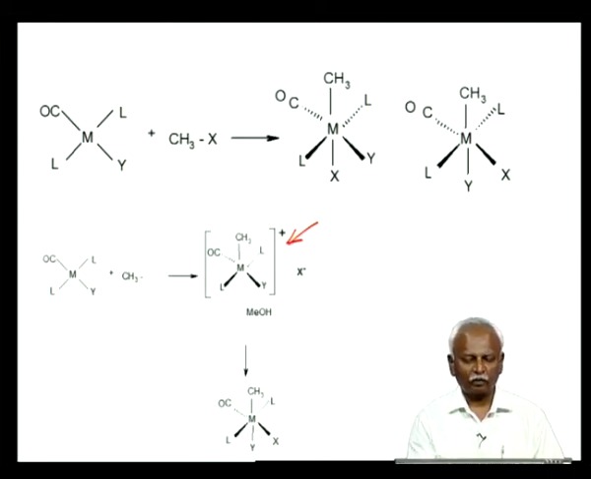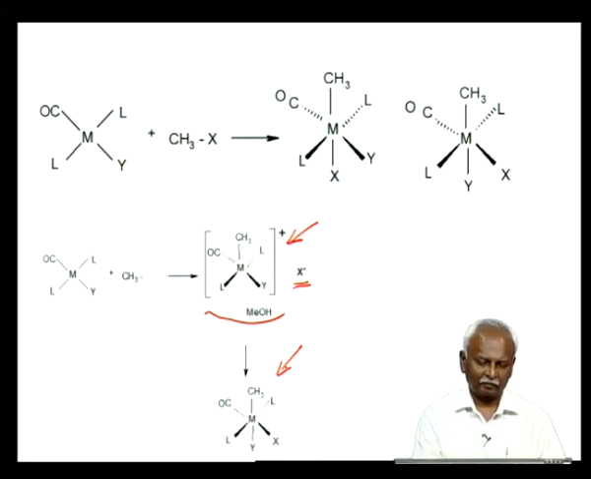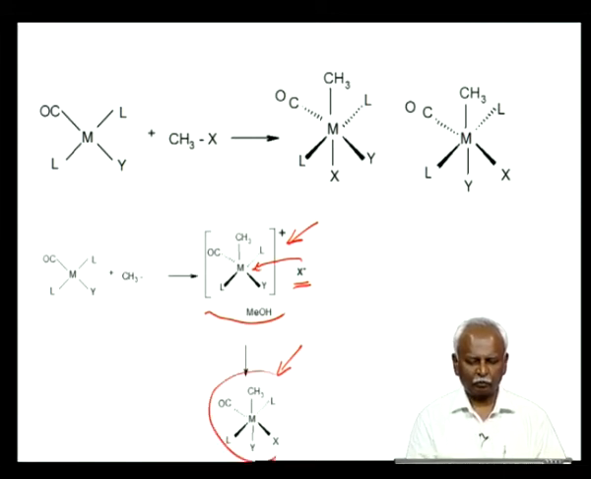So, if you have this as an intermediate, X minus can now come in and react with this pentacoordinated complex which I have indicated here, and result in this species which is drawn below. Now, if it is thermodynamically more favorable to have X minus attack in this fashion, then you would have the formation of the product here.